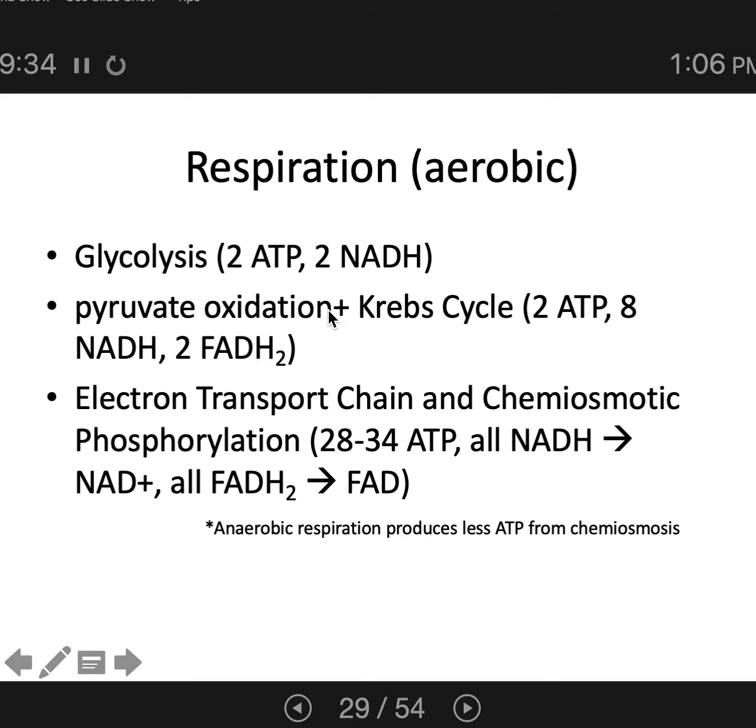So pyruvate oxidation and the Krebs cycle, when you take them collectively, 2 ATP are generated, and 8 NAD+ are loaded up with high energy electrons, becoming NADH, and those, again, are just high energy electrons being stored to make more ATP later. And 2 FAD molecules are loaded up with high energy electrons, becoming 2 FADH2.